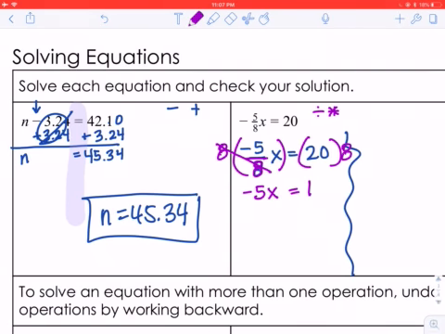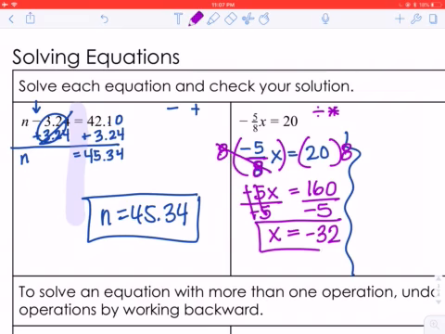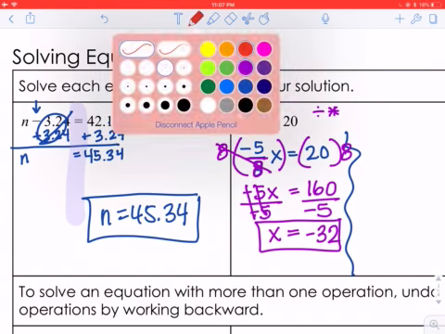So 20 times 8 is 160. From there, I'm going to divide by negative 5. Divide by negative 5. It's going to give me x equals, I'm going to go to my calculator, 160 divided by negative 5 would be negative 32. So that's one way you could do it. Right? One way you could do it, you get rid of the thing on the bottom and then you get rid of the thing on the top.